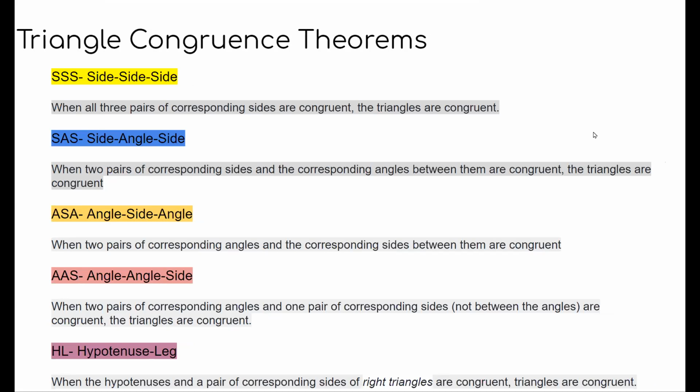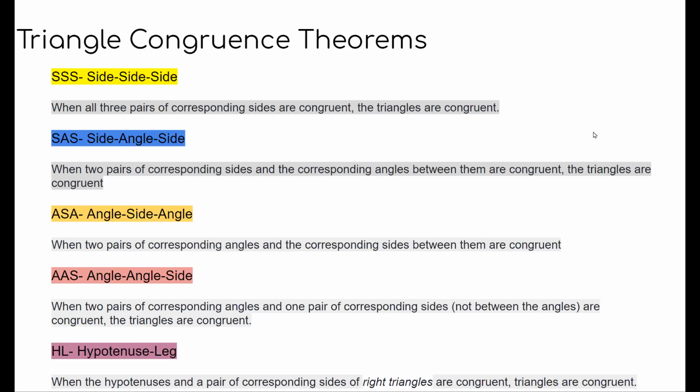And then angle angle side, AAS. When two pairs of corresponding angles and one pair of corresponding sides are the same, it doesn't have to be in between the angles. It's not in between the angles, that's why it's AAS. When they're the same, then the triangles are congruent, okay?